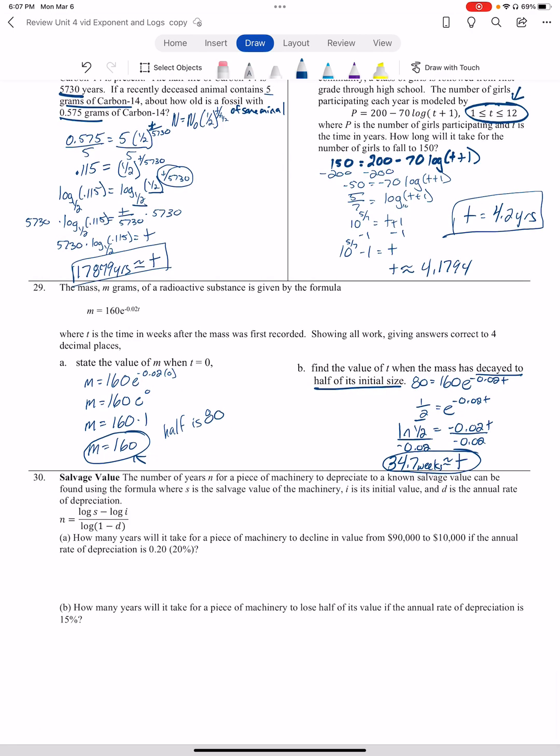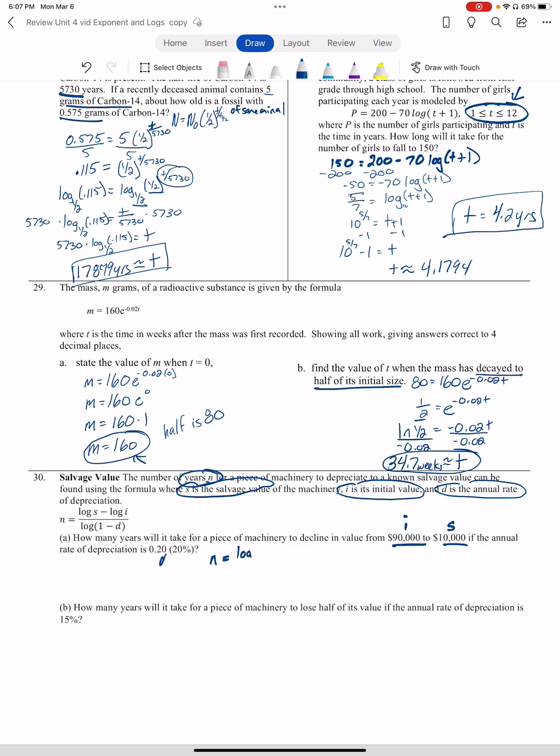Last thing, salvage value, the number of years n for a piece of machinery to depreciate. So we have number of years is n. Salvage value, you can use the formula where S is the salvage value, I is its initial value, D is the annual rate of depreciation. It says how many years will it take for a piece of machinery to decline in value from 90,000 to 10,000? So 90,000 is your initial value, 10,000 is your salvage value, and we're being given the rate. So this is actually just a nice little substitution problem. Just has you thinking, that's all. Both of these are, so it's not that bad.